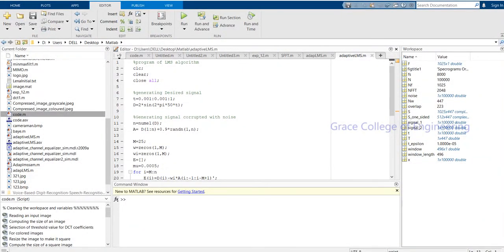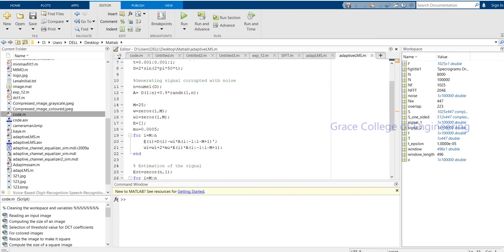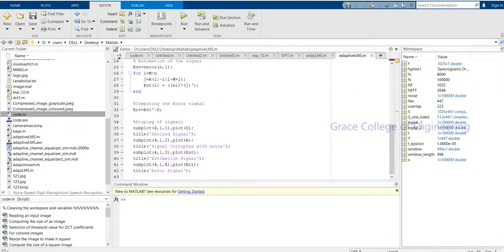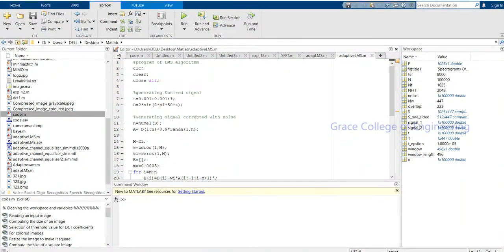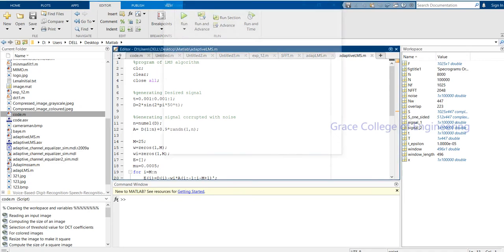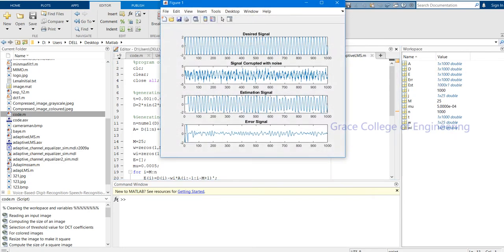Now let's execute the program for the adaptive LMS. Here we are calculating the coefficient vector and the mean square error cost function, as we saw in the theory section. This is the desired signal, but it is corrupted with noise. The desired signal with the added noise is displayed here. Then we are estimating the signal, that is the response signal. After that we are finding the error signal here.